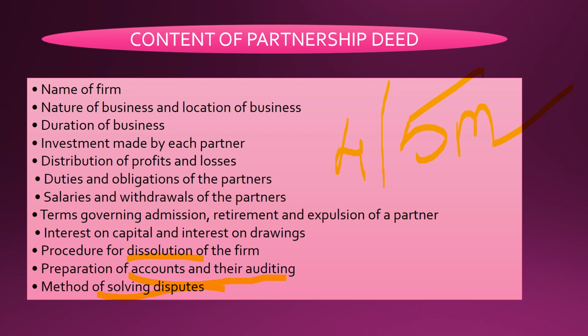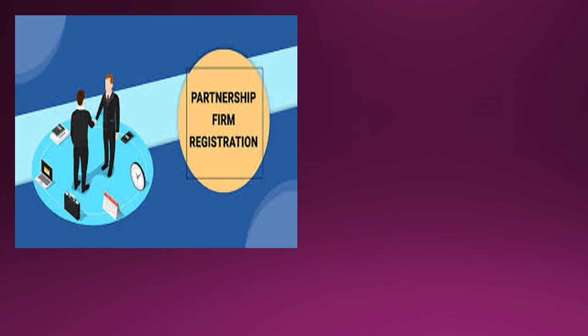You need to discuss all this, type it legally into a partnership deed, and only then all the partners' signatures need to be there in the partnership deed, and then it becomes a legally binding document. Okay, so I hope you are able to understand this 4 marker or the 5 marker, because it's very important, it may come, so please don't leave this topic as well.